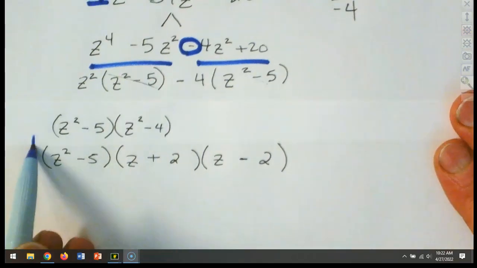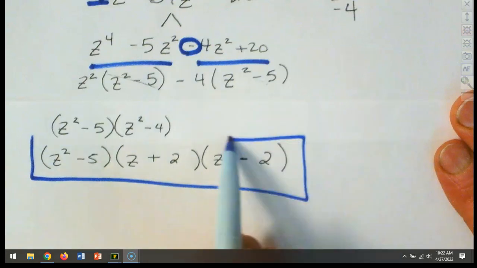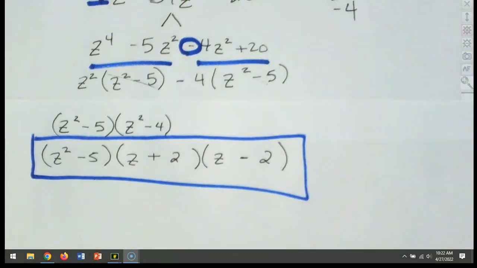So what did we do on that one? We split up the middle, we factored it, we got to our end part, and then we realized that z squared minus 4 can go again, because that's a difference of squares. So then we factor that as a difference of squares.